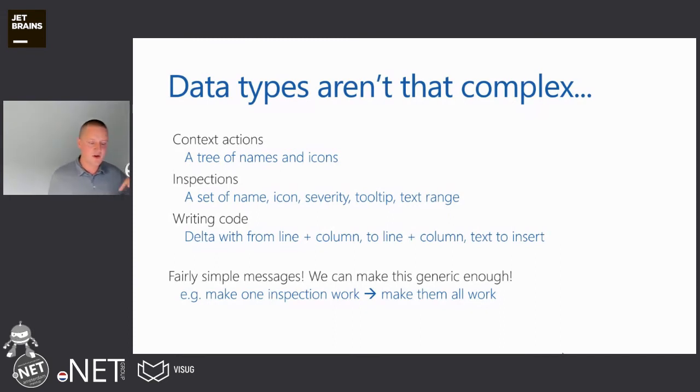So all in all, the communication between front-end and back-end are fairly simple messages. They can be made quite generic. So if we could make one inspection work, all of them could work. And if we could make a mechanism where we could simply pass along a set of names, icons, and severities, well, we can make all inspections work in Rider as well.